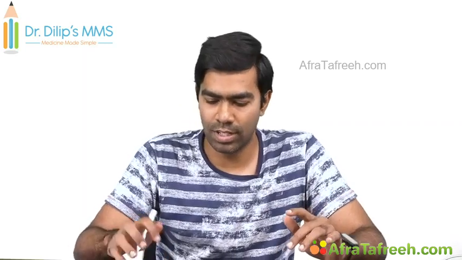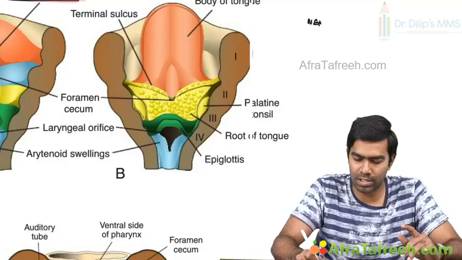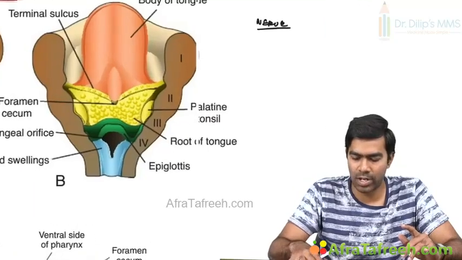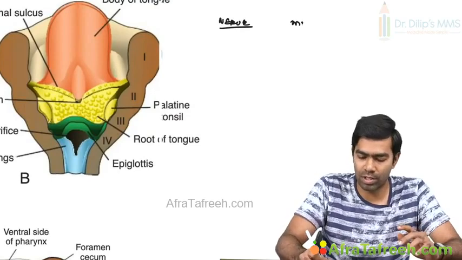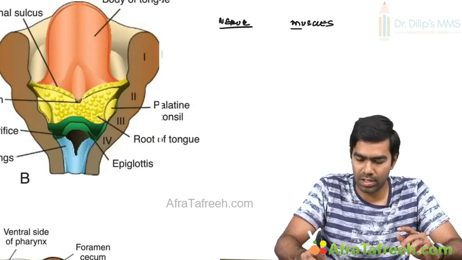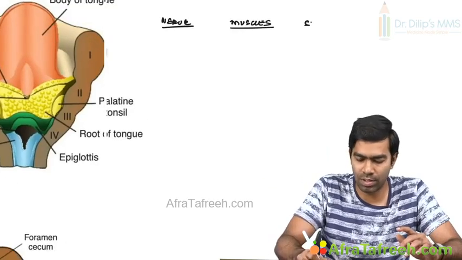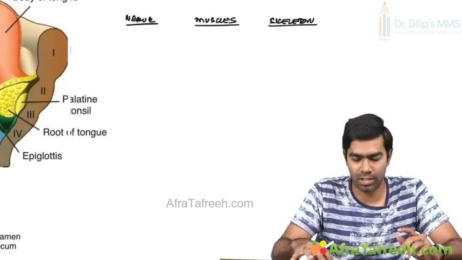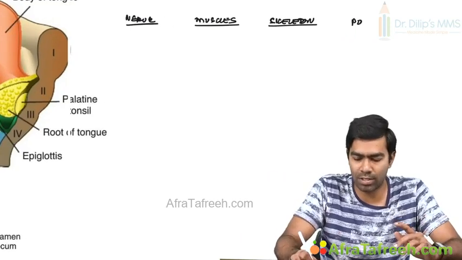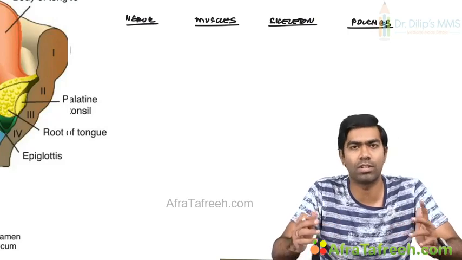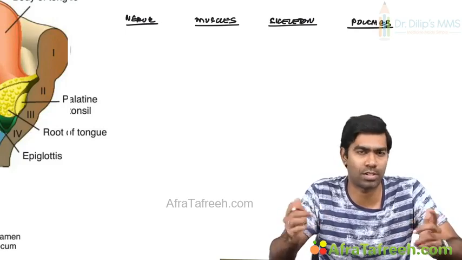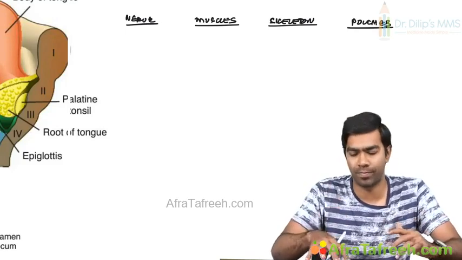arches. So these are the first arches, second arches, third arches, and fourth arches. And each arch will have a specialized nerve, and each arch is going to give rise to its specialized muscles, and each arch is going to give rise to specialized skeleton. At the same time, in between the arches, you are going to get something called pharyngeal pouches also, and these pouches also are going to give rise to some important structures. So let us see in a nutshell.